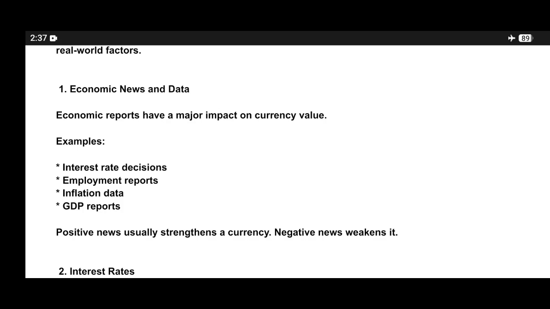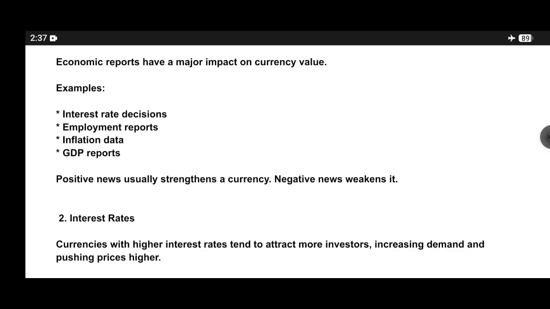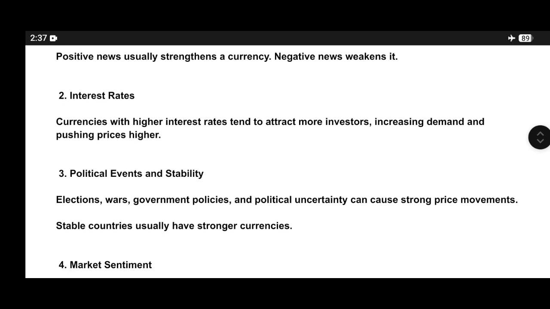Positive news usually strengthens a currency. Negative news weakens it. Number two is interest rates. Currencies with higher interest rates tend to attract more investors, increasing demand and pushing price higher. Number three is political events and stability. Elections, war, government policies and political uncertainty can cause strong price movements. Stable currencies usually are stronger currencies.